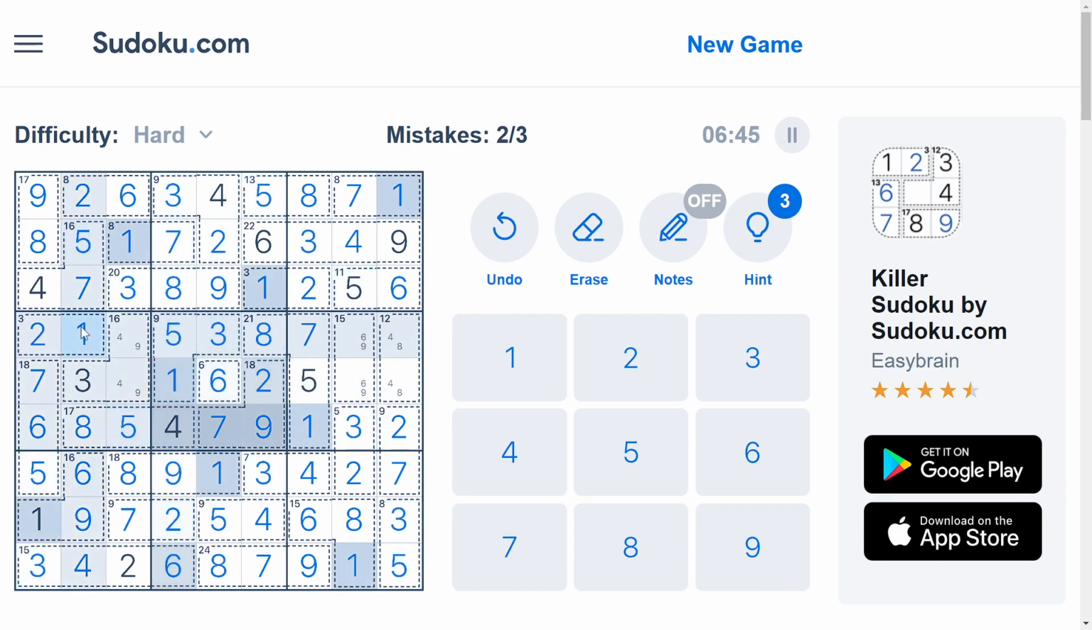1 and 5 because the 1 was blocked over here, and we are almost finished. We only need to do this much. The 6 has to be here because the 6 was blocked over here. 9, 4, 9, 8, 4.